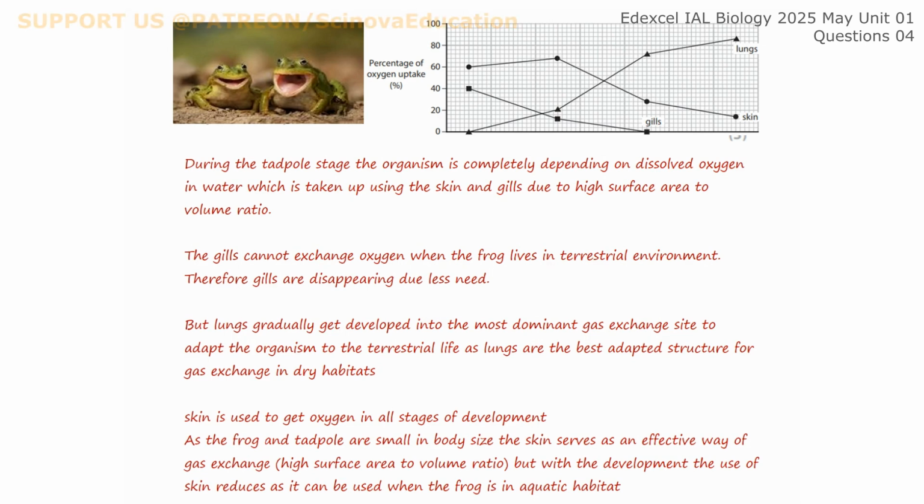And lungs, we know it is the best adapted structure for the terrestrial environment. Skin continues to be an alternative gas exchange surface because it is adapted to live in aquatic environment also throughout the life. As we know, the frog is an amphibian. So because of the small size of the organism, skin still serves as a very good gas exchange surface. It allows the organism to be in the aquatic habitats also.